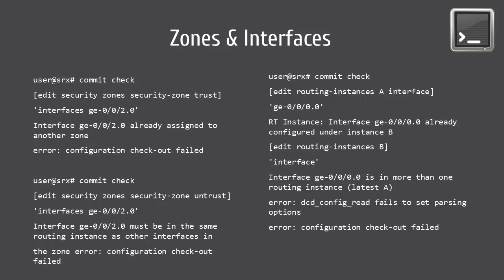Zones and interfaces. You can assign one or more logical interfaces to a zone. You can also assign one or more logical interfaces to a routing instance. You cannot assign a logical interface to multiple zones or multiple routing instances. You must also ensure that all of a zone's logical interfaces are in a single routing instance. Violating any of these restrictions results in a configuration error, as shown in these examples.